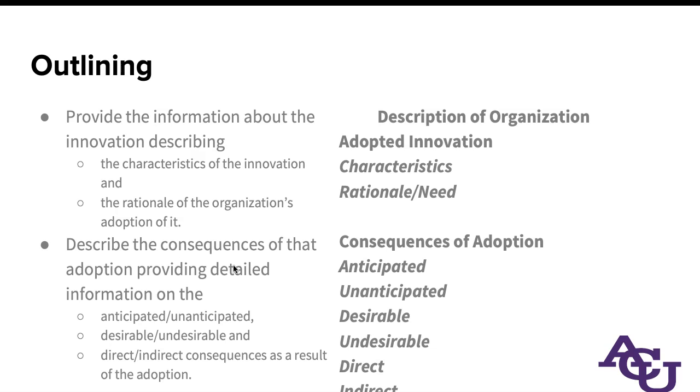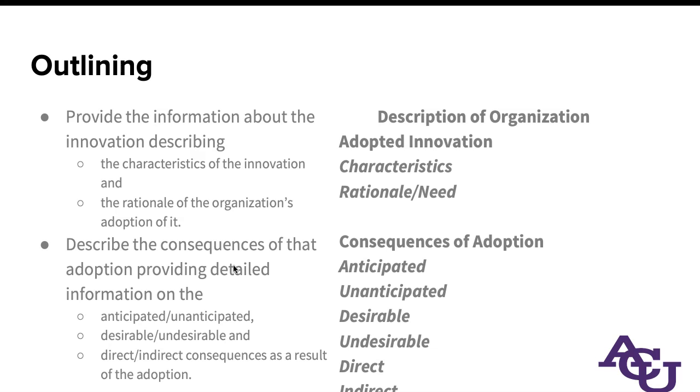Similarly, we can break down the provide the information instruction and say that's specifying 2 specific things, characteristics and rationale. So that'll be the 3rd level on our outline, the APA level 3 headings, which are flush left, bold, and italicized in title case. And then for describe the consequences, we have that continuum of 3 things that divide into 2 each, so 6 total: anticipated, unanticipated, desirable, undesirable, direct, and indirect.